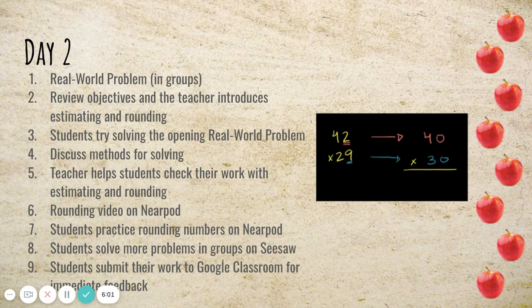Day 2, students will work in small groups to complete real-world problems with multiplying multi-digit numbers. They will use Nearpod to watch videos on how to round numbers so they can find an estimate. They can check their work with their estimates. Of course, if they're close, then their answer is probably right. Students will show their work like the example on the right.